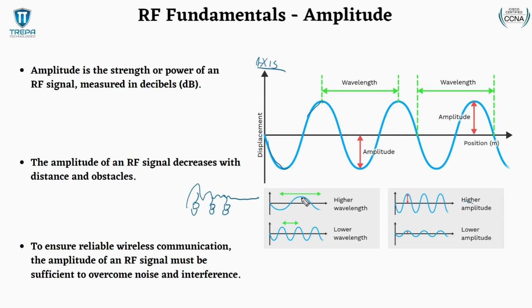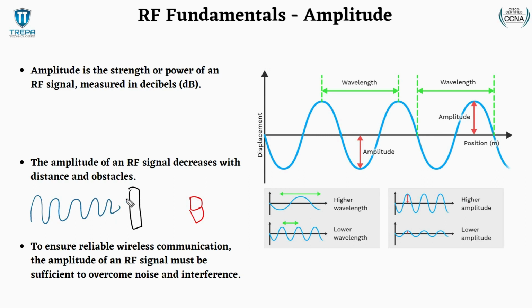And then this wavelength distance right here, that's going over frequency, right? So to ensure reliable wireless communication, the amplitude of the RF signal must be sufficient to overcome noise and interference. So what we mean by this, essentially what happens to that wave, and let me see if I can do some good drawing here. Let's say we have this wall right here, and then we have our user sitting here. And then we have that strong signal. Let's say it's 5 gigahertz.